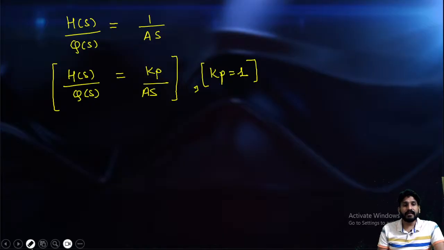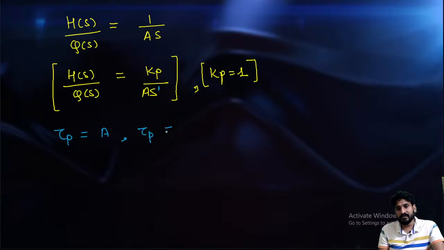If the power of s is 1, then it is my first order. So it is for sure that this is my first order system. But it is a different type of first order system as compared to the 5 examples. In what context? See, its tau p is now equal to A. What is A? A is my cross section area. And A signifies the capacitance of the system. So here, tau p is only the capacitance. There is no resistance at all.